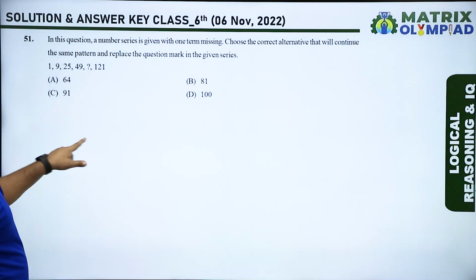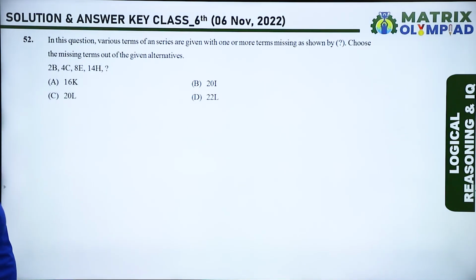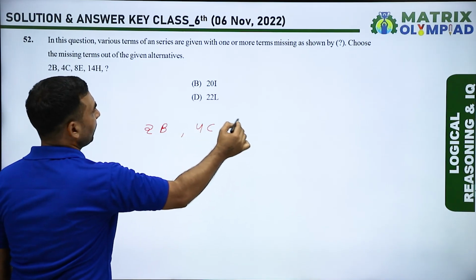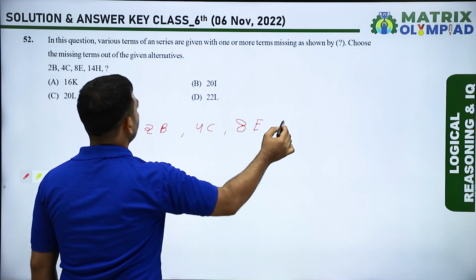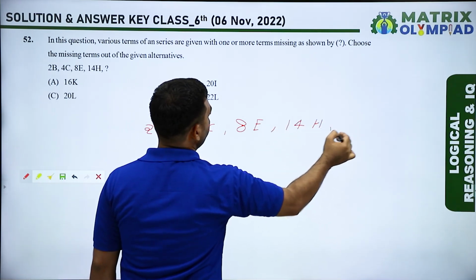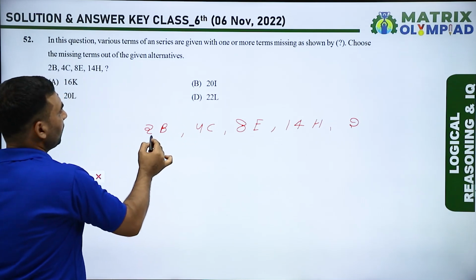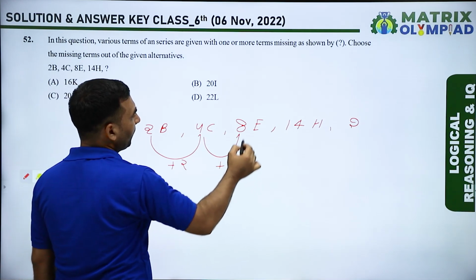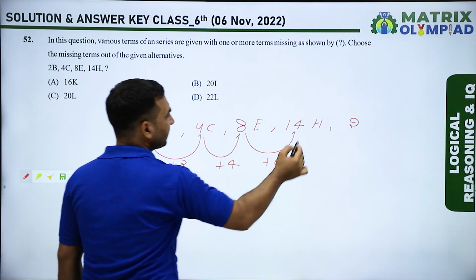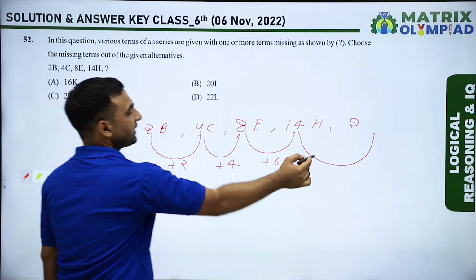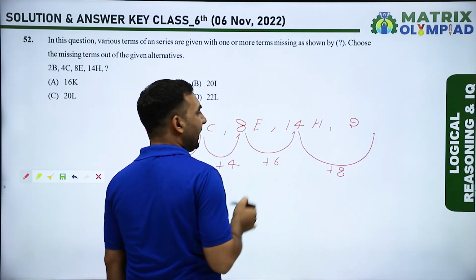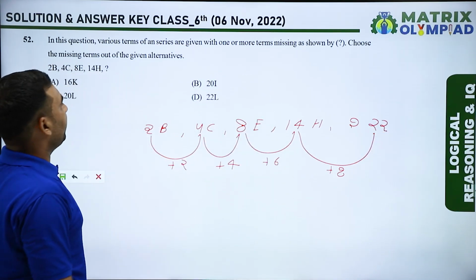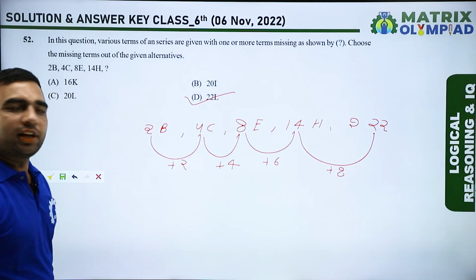Our next question is question number 52. 2B, 4C, 8E, 14H. What is the next term? 2 to 4 is plus 2. 4 to 8 is plus 4, 8 to 14 is plus 6. Then what is the next term? 2, 4, 6, then plus 8. If 8 is added to 14, we get 22. 22 is given only in option D. Our answer is option D.